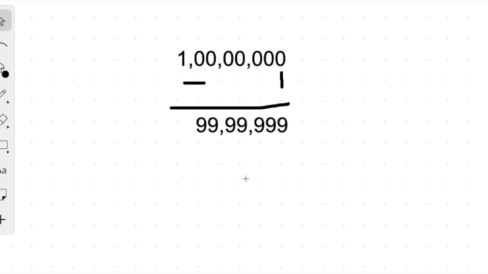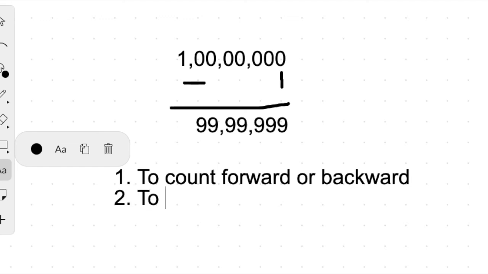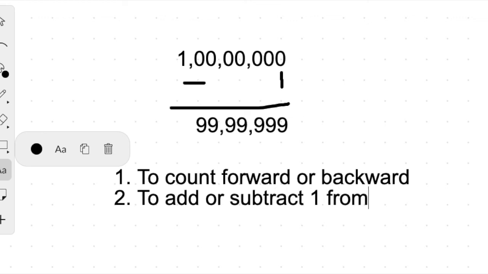So there are two ways to find predecessor and successor. I'll just write down here. First way is to count forward or backwards. So the first way is to count forward or backward, and the second way is to add or subtract 1 from a number. So these are the two ways that we have to find predecessor and successor of a number.